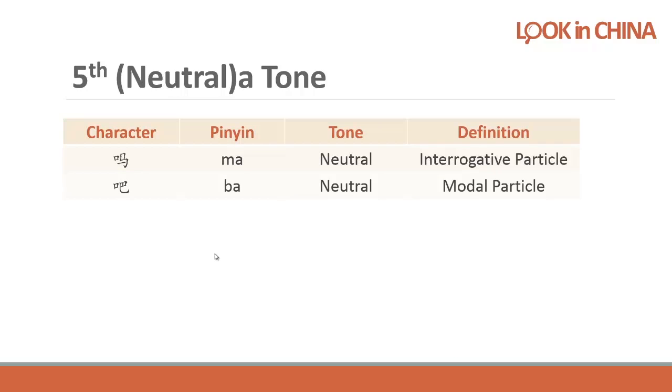The fifth tone is a neutral tone, so we already said that it's short and unstressed, and it's not represented by any symbol. So if it was an airplane, it basically wouldn't be doing anything. Okay, let's practice saying these syllables together. Ma, ba.